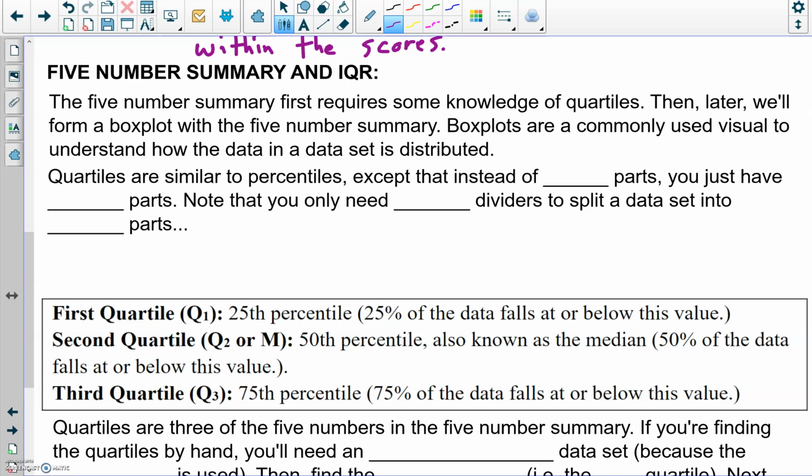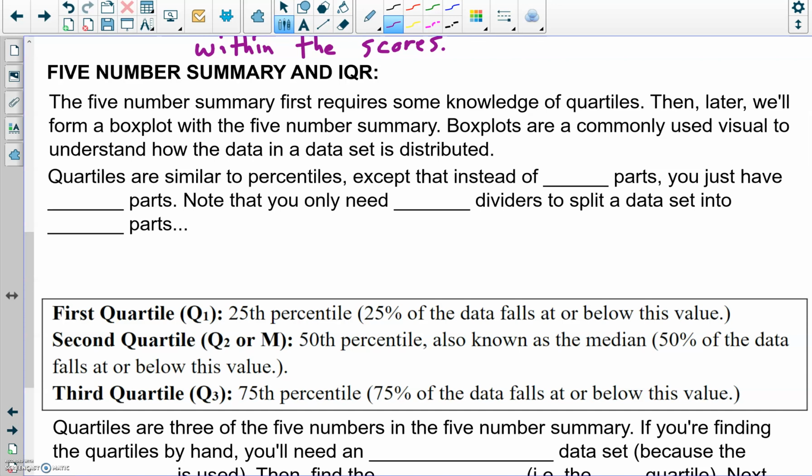All right, part three. So percentiles, as we saw just at the end of the last one, it's about all there is to it. You are given some percentile, and that number as a percent represents the amount of scores that are at or below the given level. So that's all you've got to remember with it. So the 5-number summary and IQR, getting into this stuff here, first requires some knowledge of quartiles.